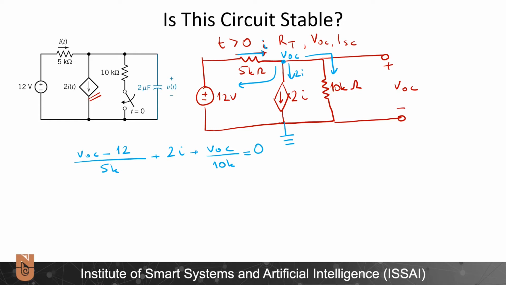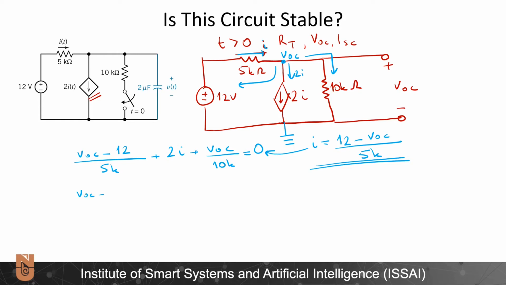Now here I need to figure out what I is. I will be simply 12 minus V open circuit divided by 5 kilo ohms. And wherever I will see I in this equation, I will put this expression. So let's write it together.